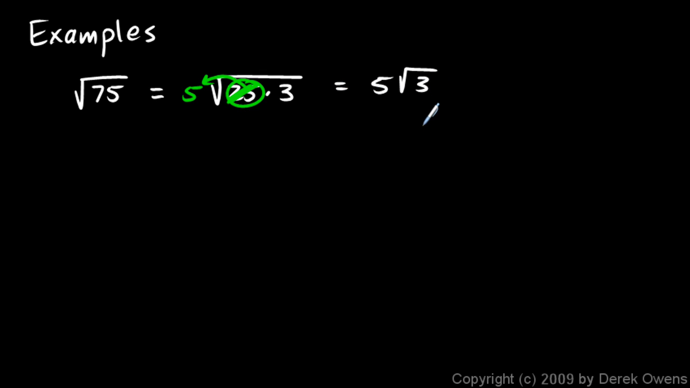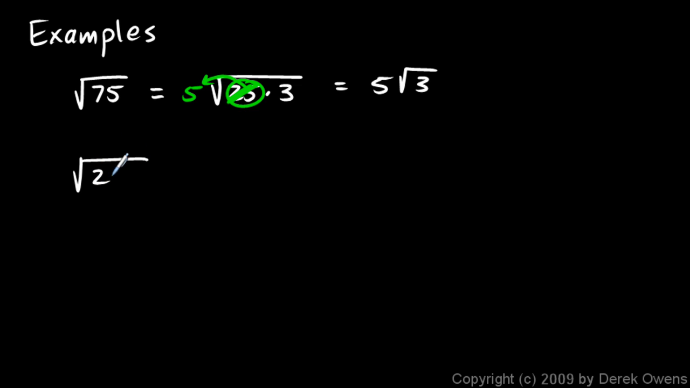And 3 can't be factored. I can't find any perfect square factors of 3, so that's my answer. Note that I could have said 75 is 5 times 15, but that wouldn't have been good. That doesn't help me. I can't square root the 5, and I can't square root the 15. So instead of factoring it like this, factoring it as 25 times 3 is more helpful. You want to try to find factors, like the 25 we found there, that are perfect squares.